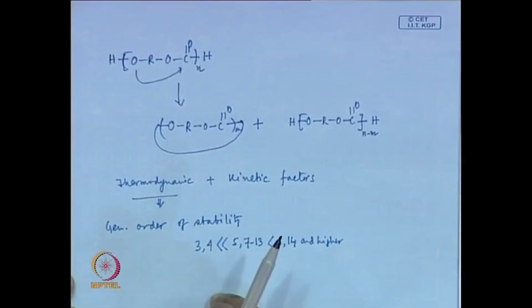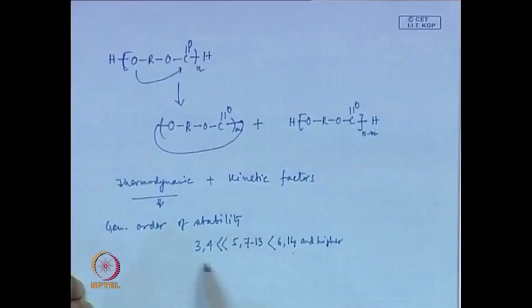So, the thermodynamic factors will favor formation of a 6-member or 14-member or higher member ring in the case of cyclic formation. Now, does it mean that you always have formation of cyclics, for example, 14 and higher members? As you can imagine, if you have a polymer chain or oligomer chain having 14 or higher carbon atoms or other atoms in the backbone.